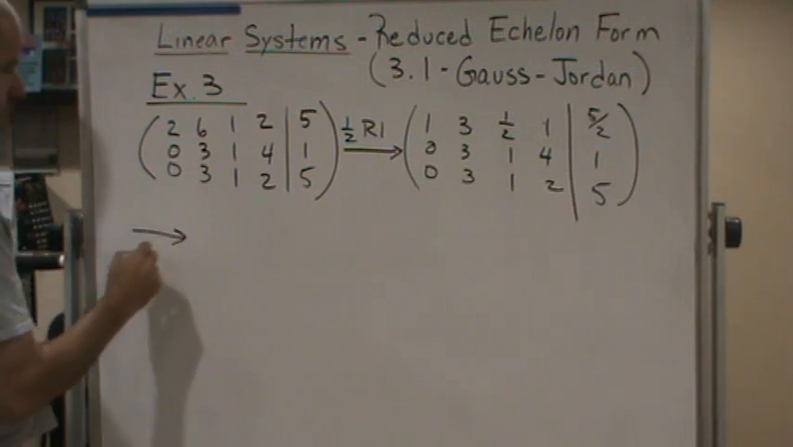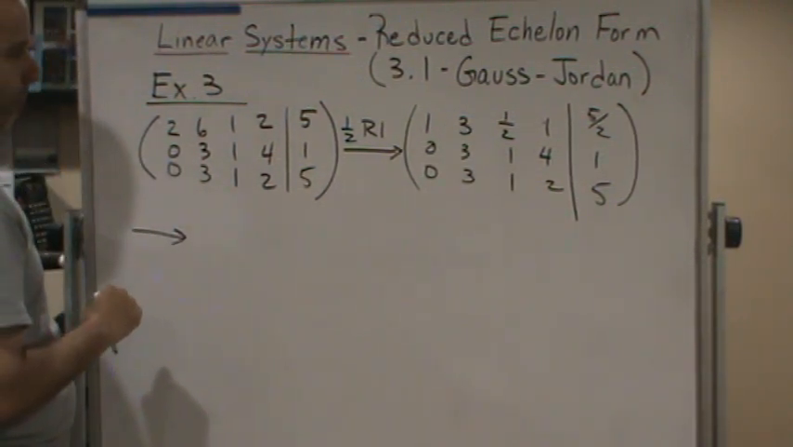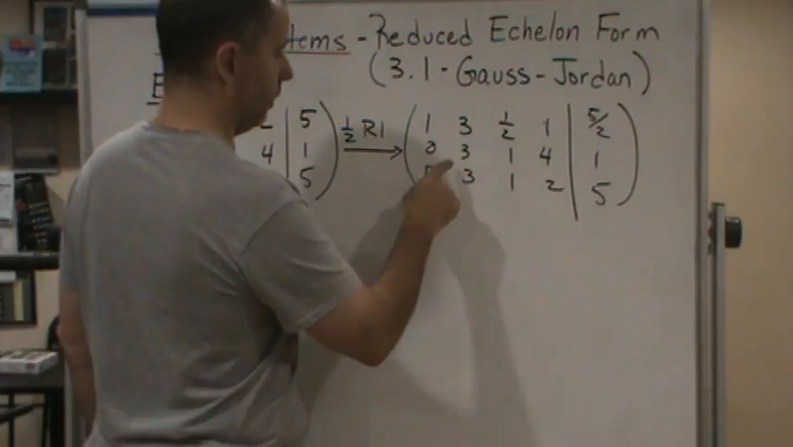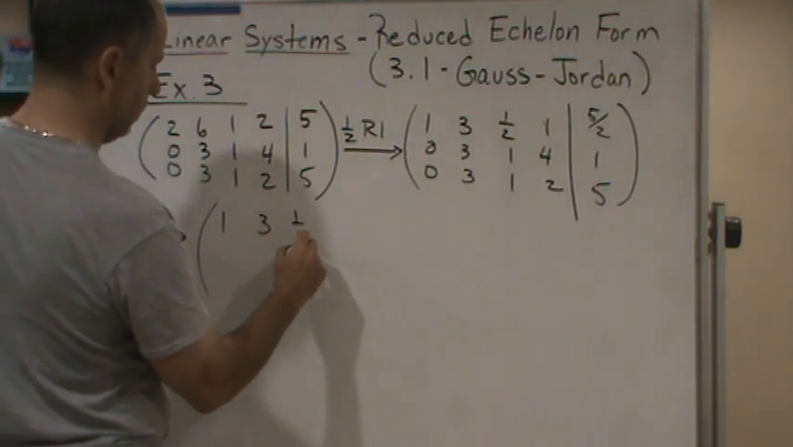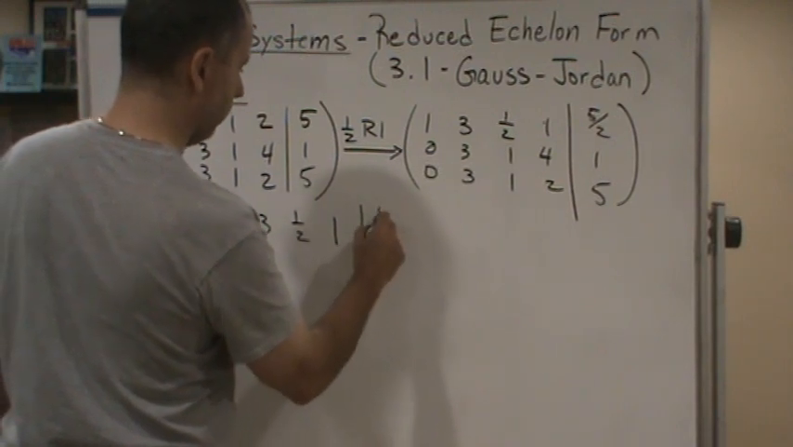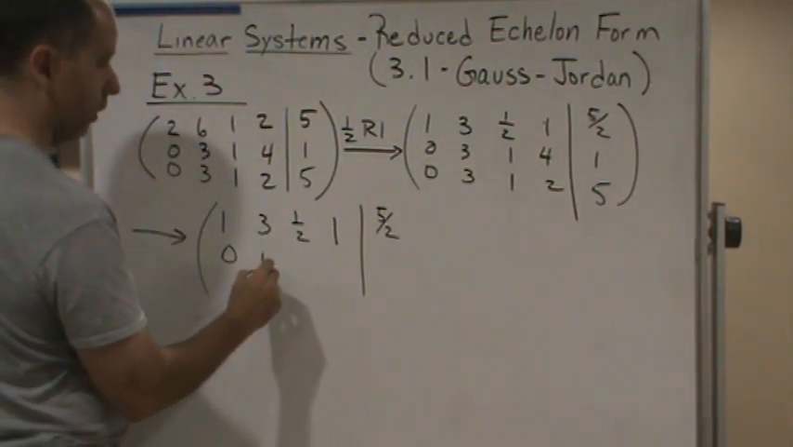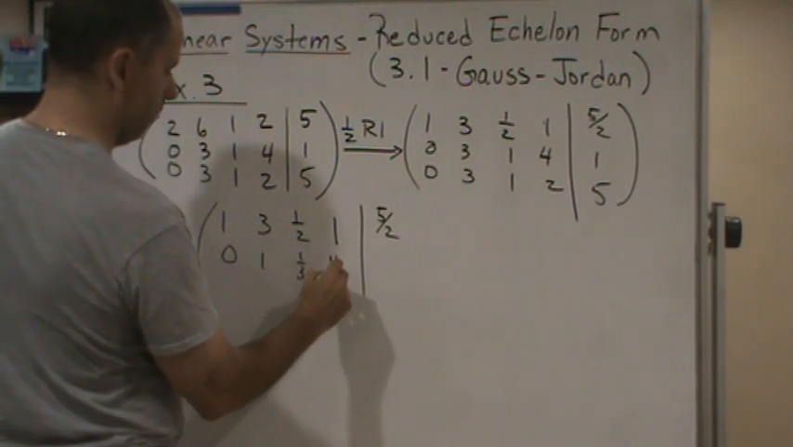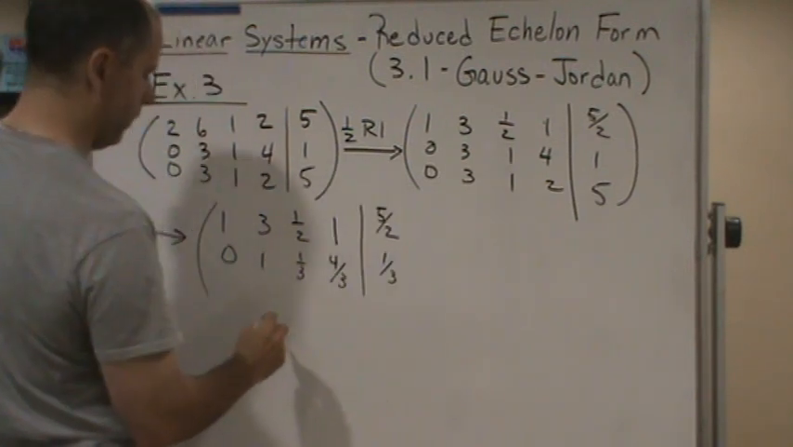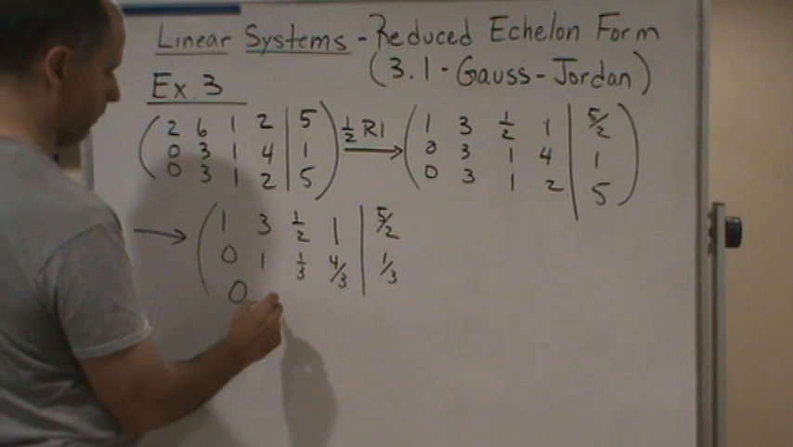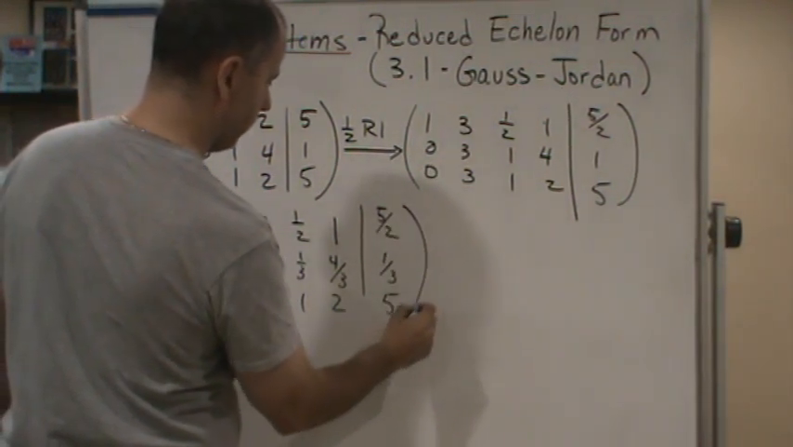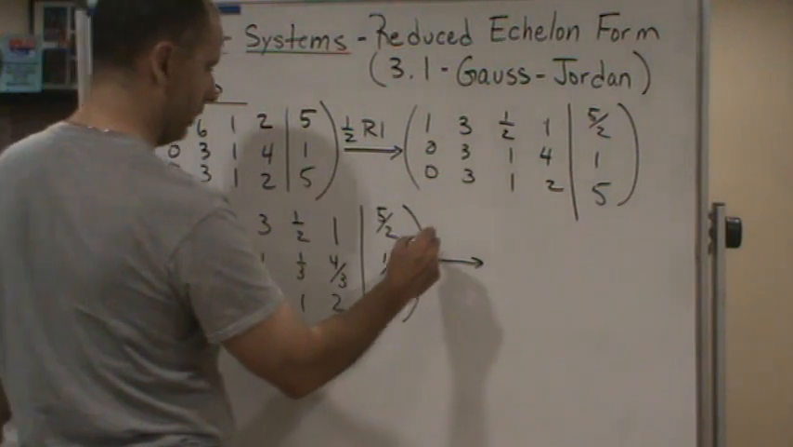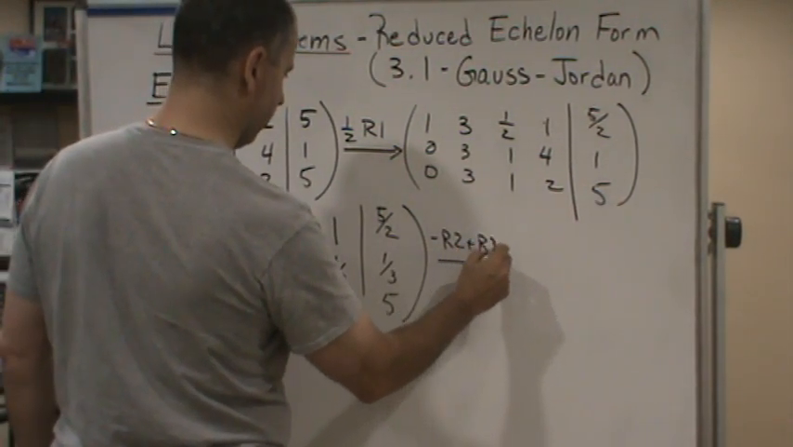and then I'm going to divide this one by 3, right? So I'm going to get 1, 3, 1/2, 1, 5/2, and then I'm going to get 0, 1, 1/3, 4/3, 1/3, and I'm going to get 0, 3, 1, 2, 5. And now I'm going to take -3 times row 2 plus row 3.